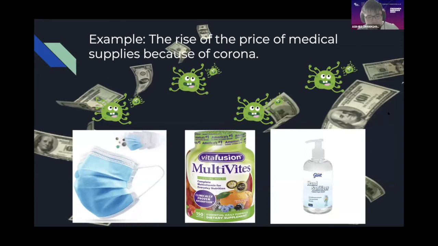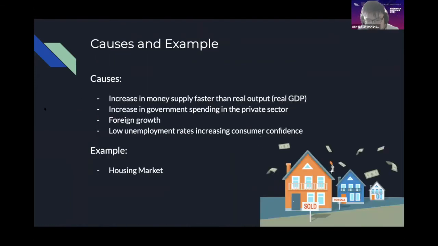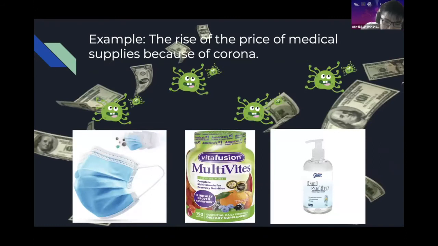And yeah, here's one of the easiest examples that I can list. You guys remember, right, when the pandemic started, and there was a sudden rise in the price of medical supplies like vitamins, hand sanitizer, masks. That's exactly what I'm saying about a forced trend.